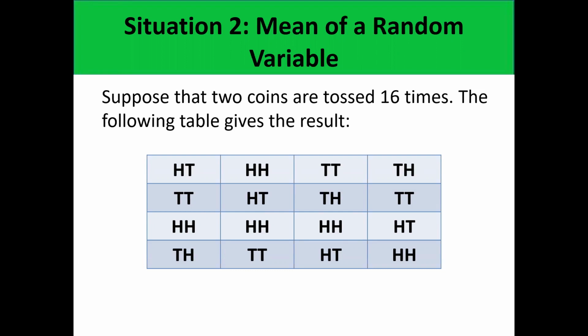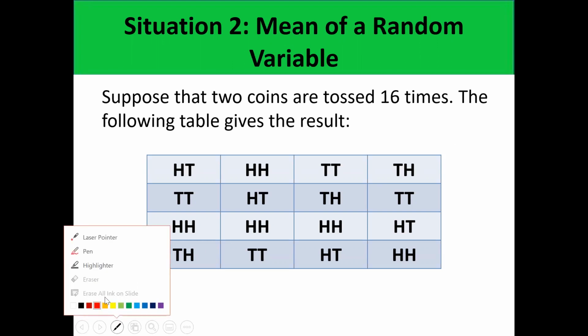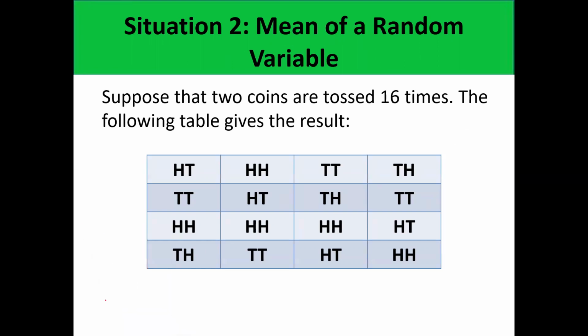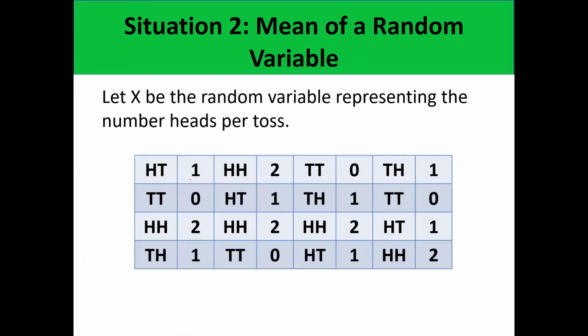So let us suppose that two coins are tossed 16 times and the following table here shows the outcomes of the 16 tosses. So in this case, there are four possible outcomes. It could be head head, head tail, tail head, or tail tail. Now, for this particular situation, let us define a random variable x that represents the number of heads per toss.